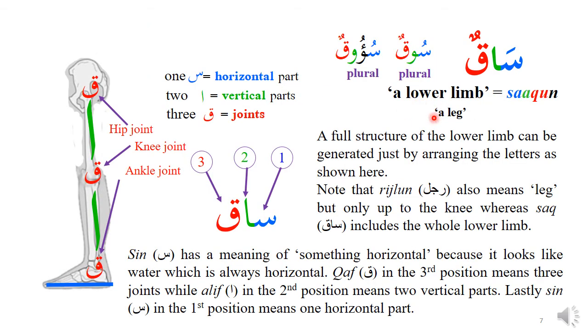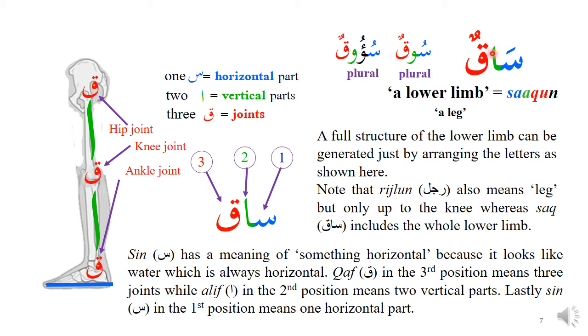Okay, so compared to the Kadam, which is foot, Saakun means a lower limb. Now lower limb means not really leg. Leg in Arabic is rijlun, which means up to the knee joint. But saak means a full lower limb, up to the thigh, including the thigh. And saakun, and sukun is the plural.